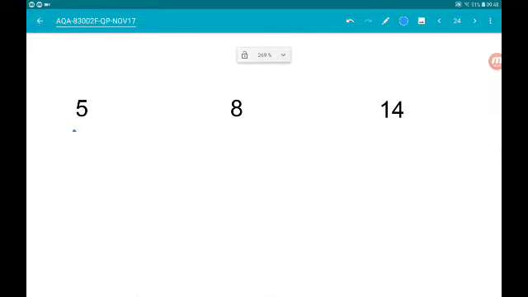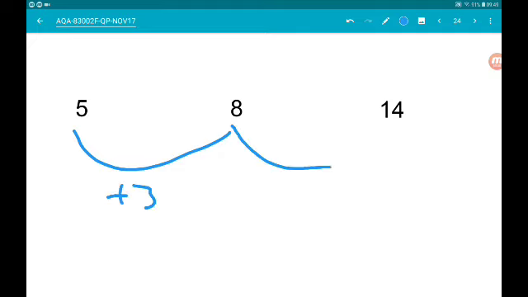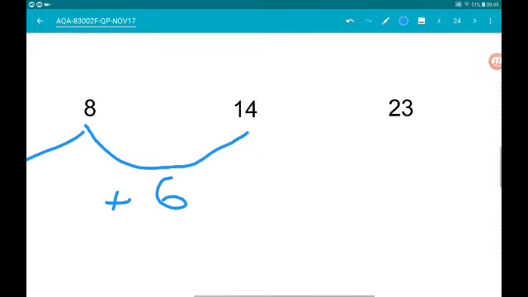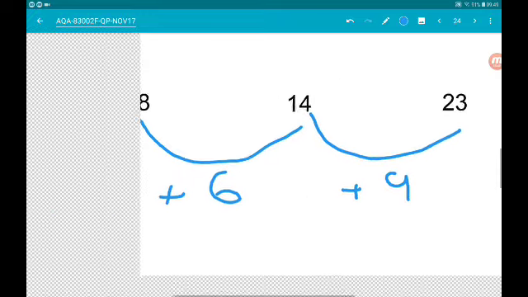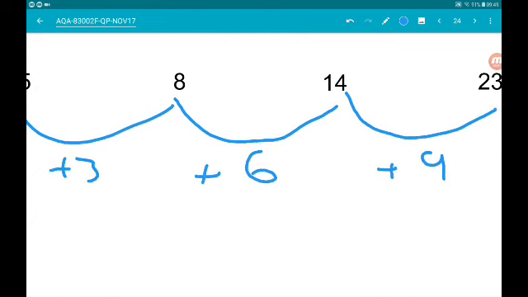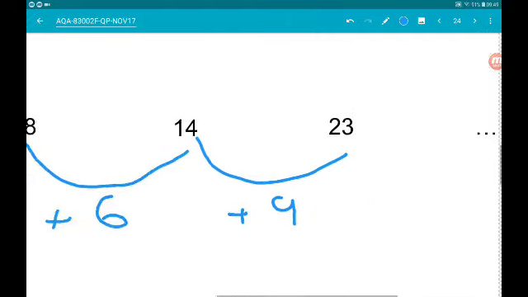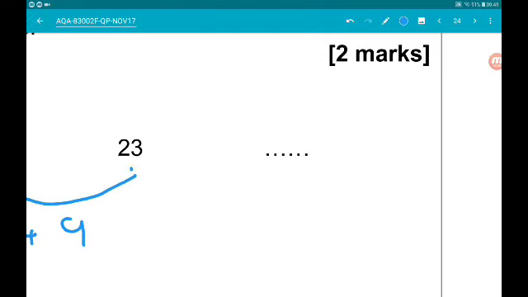So, how do we get from 5 to 8? We add 3. 8 to 14, we add 6. 14 to 23, we add 9. So can you see what we're adding on each time increases by 3. So for the next term, we're going to add 12, which is going to give us 35. Cool.